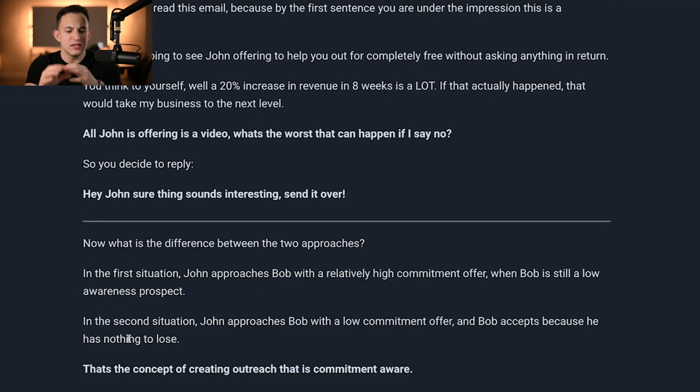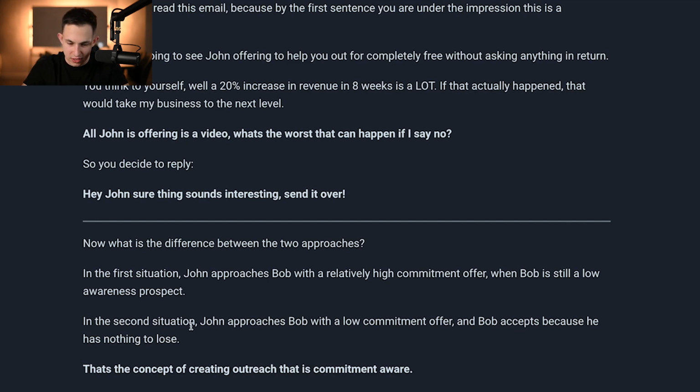Now, what is the difference between the two approaches? In the first situation, John approaches Bob with a relatively high commitment offer when Bob is still a low awareness prospect. Now, in the second situation, John approaches Bob with a low commitment offer and Bob accepts because he has nothing to lose, right? Like, it's just a video. You're not committing to anything. There's no reason why you wouldn't say yes. And that's the concept of creating outreach that is commitment aware.